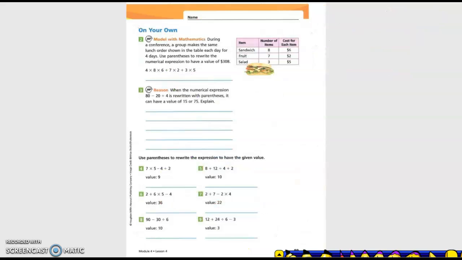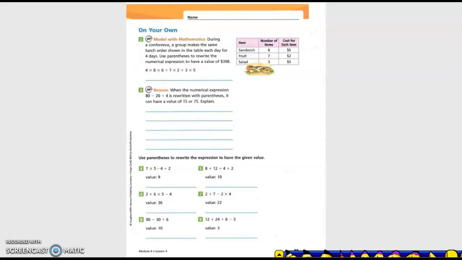On your own, model with mathematics. During a conference, a group makes the same lunch order shown in a table each day for 4 days. Use parentheses to rewrite the numerical expression to have a value of $308. Okay, so we are going to have to figure out what would get us $308? Okay, and this they flat out tell us all we're using is parentheses. Okay, guys, we're not using anything else, so that means we only probably have to have one set, hopefully.